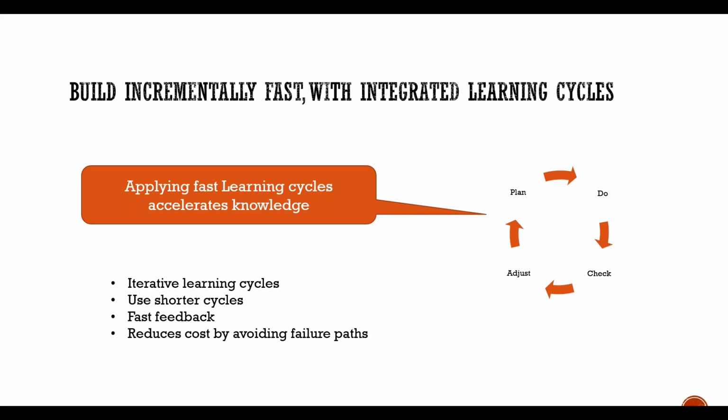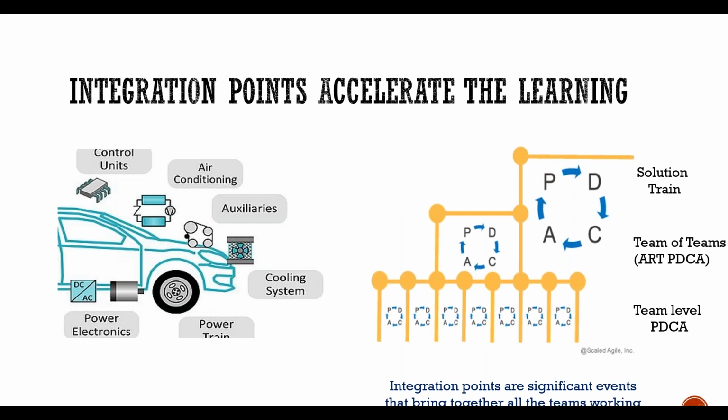Now what if we are doing large scale product development with multiple teams? How does that work? How do we build incrementally with fast integrated learning cycles, and how do we do these integration points? Now here I'm putting a question. Assume that we have to build a prototype of a vehicle which contains multiple parts. Here you can see a car which contains multiple parts, and assume that every part is built by each of the teams.